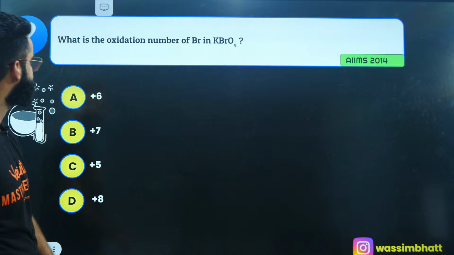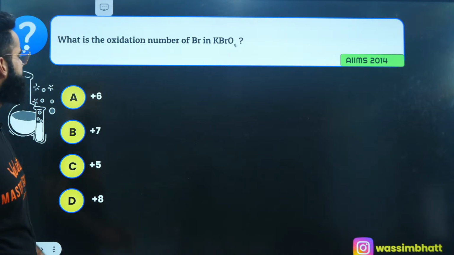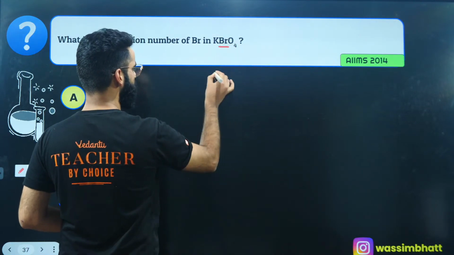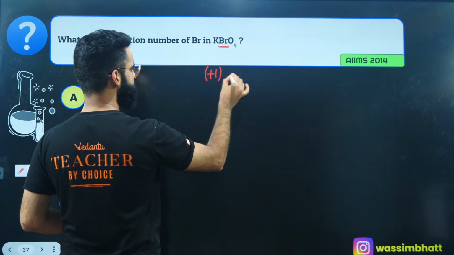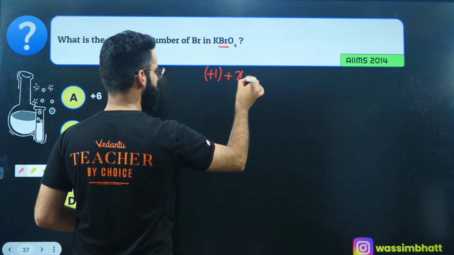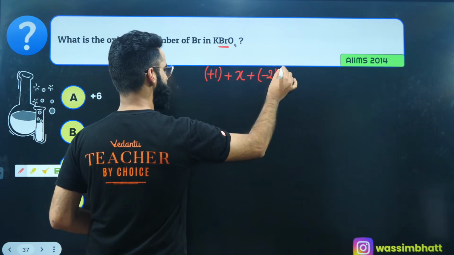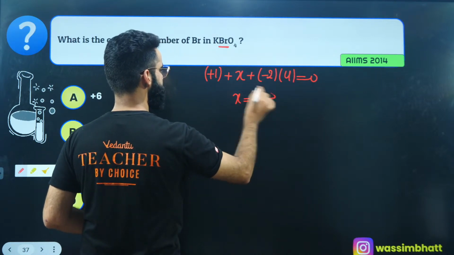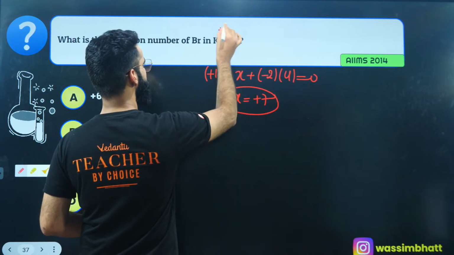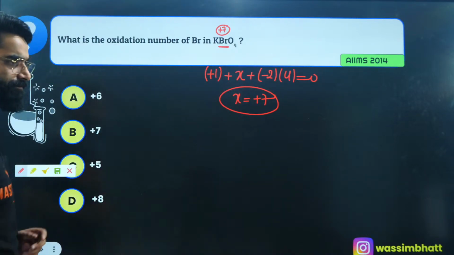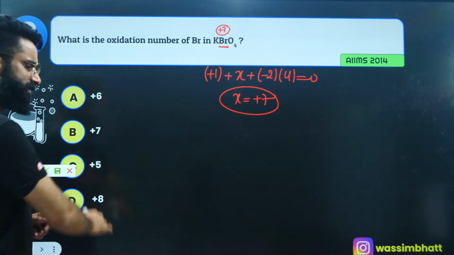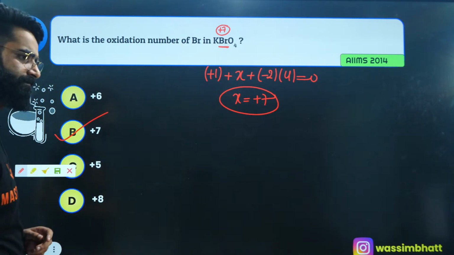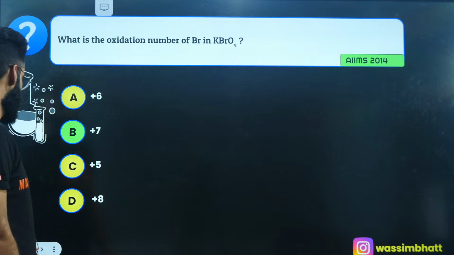All right, one more. AIIMS 2014. What is the oxidation state of bromine in this compound? See, guys, potassium is a group first element, and group first elements always show +1 oxidation state. Let's assume the bromine has got the oxidation state of X. Oxygen is going to show -2 oxidation state, and there are 4 oxygen atoms. Net charge is 0. The value of X over here comes out to be +7. So +7 is the oxidation state of bromine over here, right? Yes, as simple as that. Exactly.